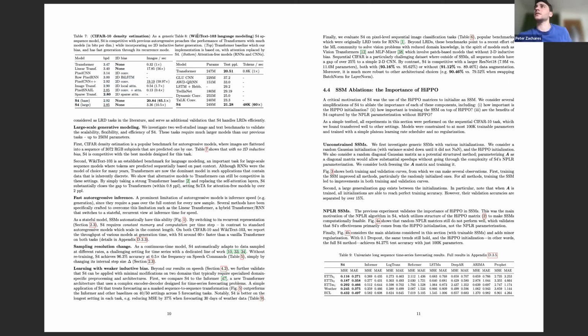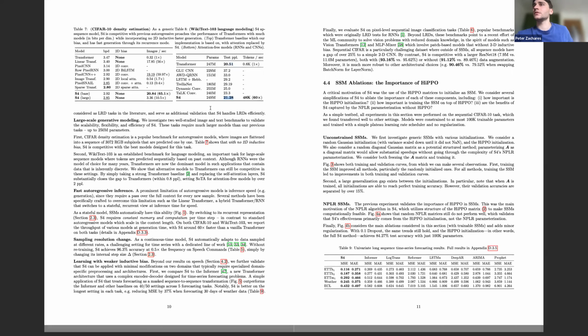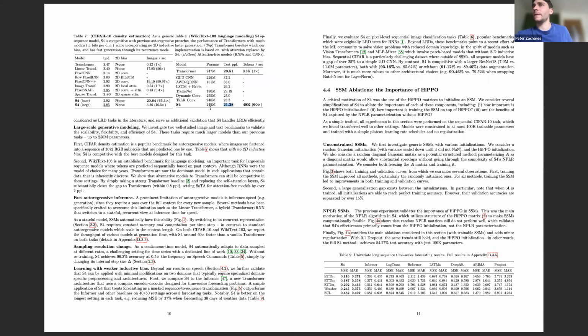Yeah, and then they also tested on language modeling, and they get not as good performance as a transformer, but pretty good, better than all of the other models, which I guess are supposed to be more computationally efficient than a transformer. So that's language modeling. Yeah, let's move on to the ablation studies.